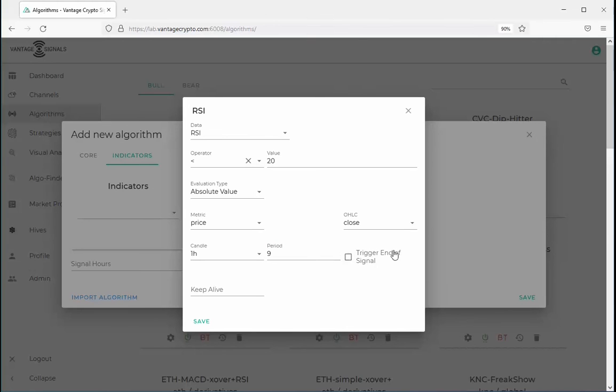The trigger at end of signal checkbox is so that we can signal, not when this metric crosses the line you specified, but rather when the metric crosses over the line and then crosses back above it. Whether we test for going below and back above or above and back below is based on the operator you used for this indicator, greater than or less than.